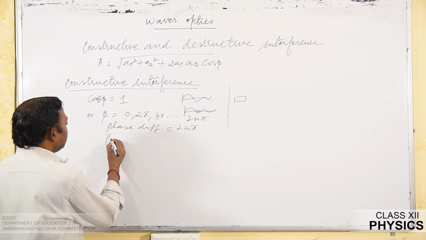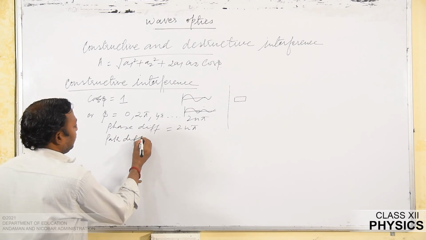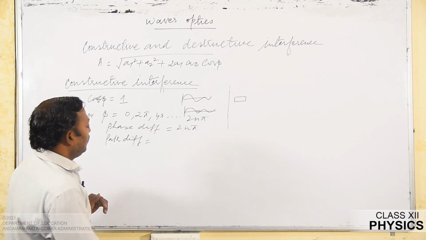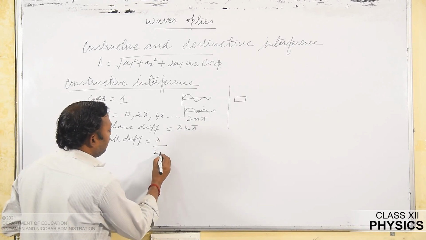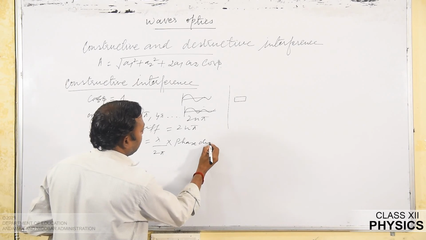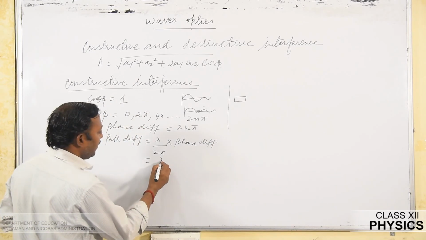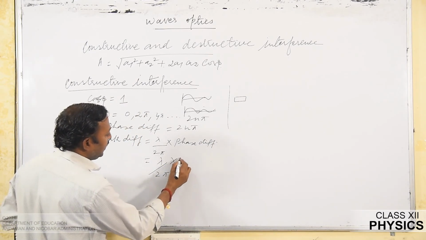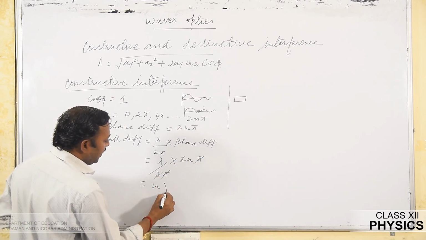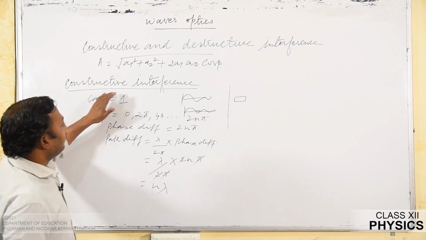So the path difference for constructive interference will be equal to lambda by 2 pi multiplied by the phase difference, which is equal to lambda by 2 pi multiplied by 2n pi. Pi cancels, 2 cancels. So n lambda is the condition for constructive interference.